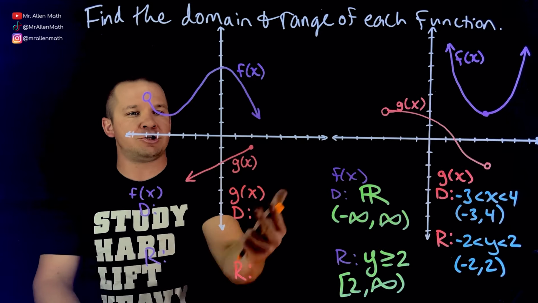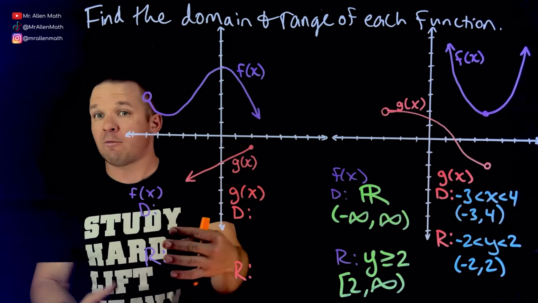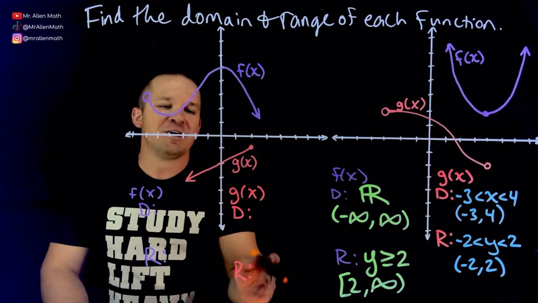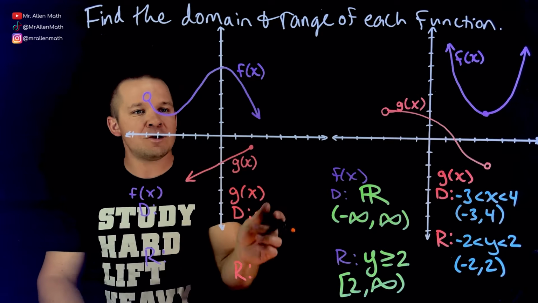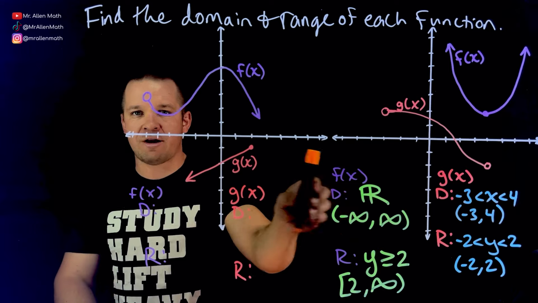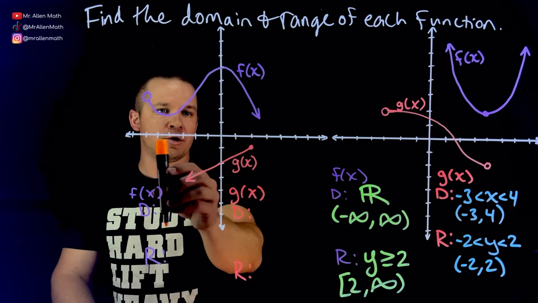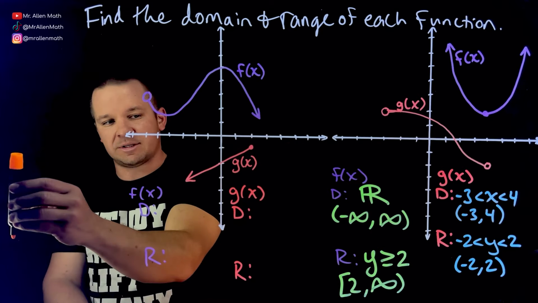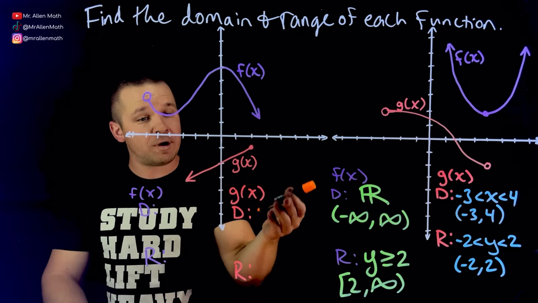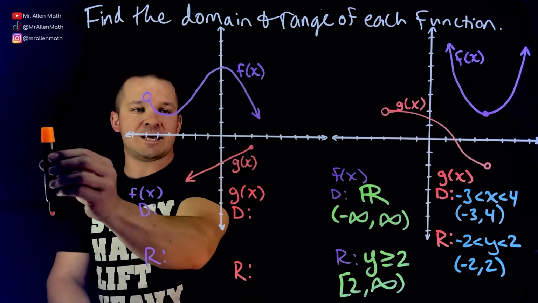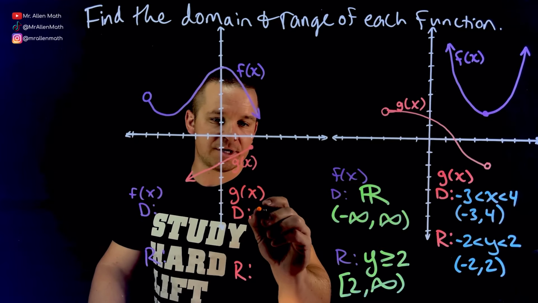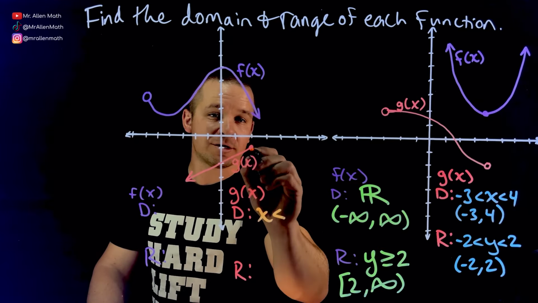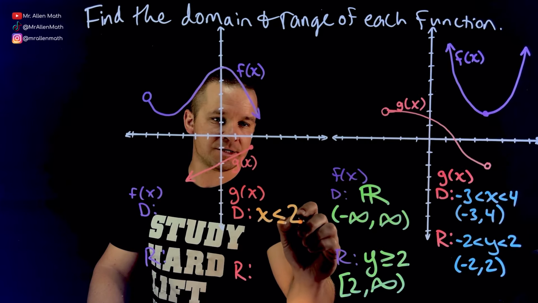So I'll do g of x first. I'll just work my way this way to where I'm not writing on myself. So for g of x, domain. Well, we're thinking left and right for domain, right? And this one goes only up to 2, but it does keep going this way. As it goes down, it goes to the left. We'll talk about down with range. So I'm just going less than 2. So we're going to say x is less than or equal to positive 2.